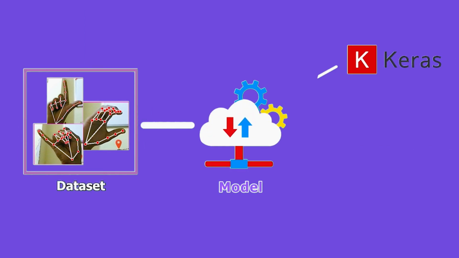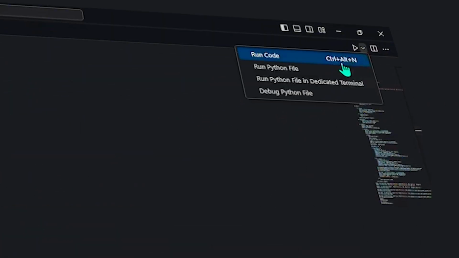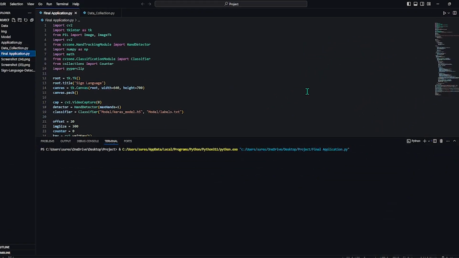Now using this data set, we trained the model in Keras, using a CNN algorithm. After this process, the model is ready to run. So this is our final application. Let's run this program and see what we have actually created.